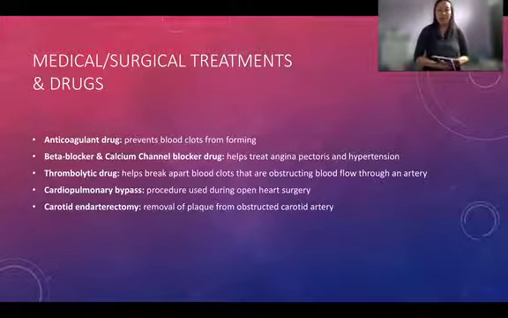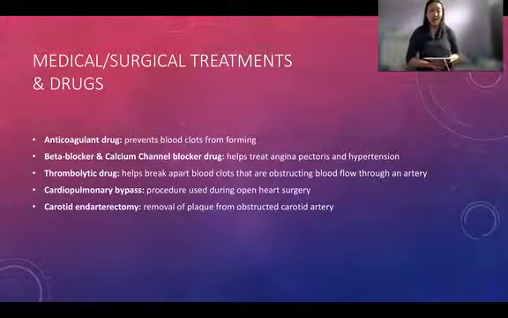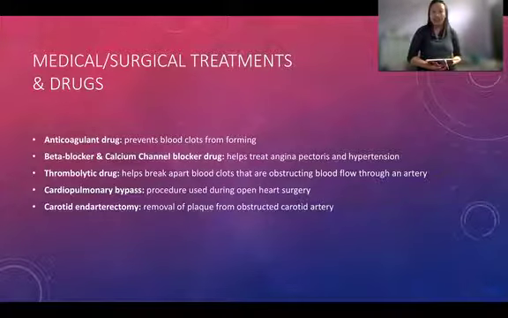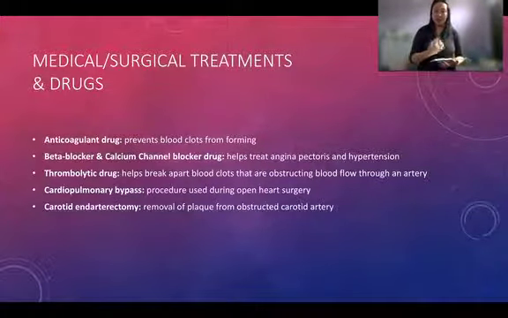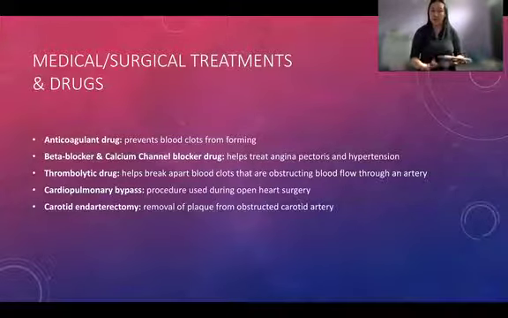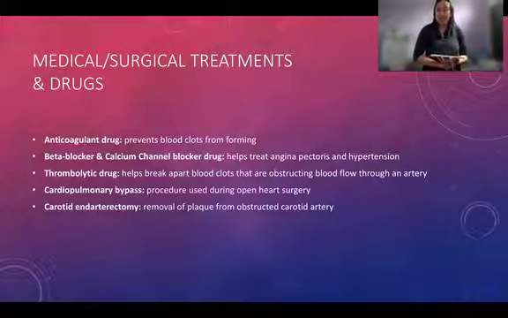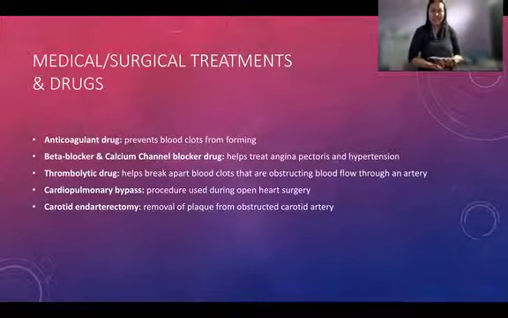The beta blocker decreases the heart rate and helps to dilate the arteries by blocking the beta receptors. And the calcium channel blockers inhibit the calcium ions from moving into the myocardial cells and helps to decrease heart rate and the blood pressure for individuals that suffer from high blood pressure. And then the next treatment that can be done is the cardiopulmonary bypass.